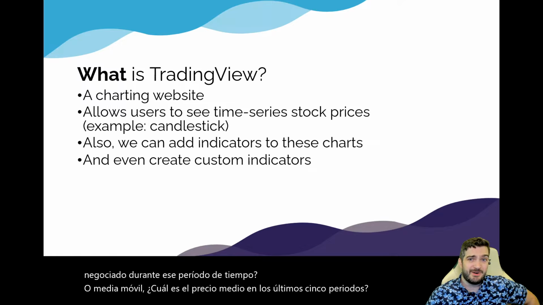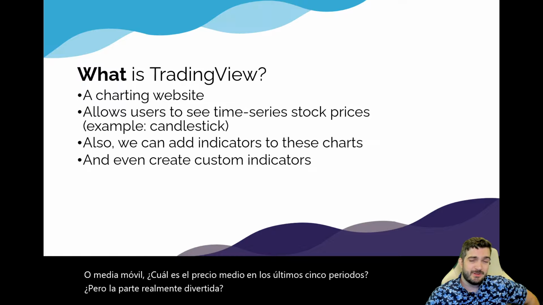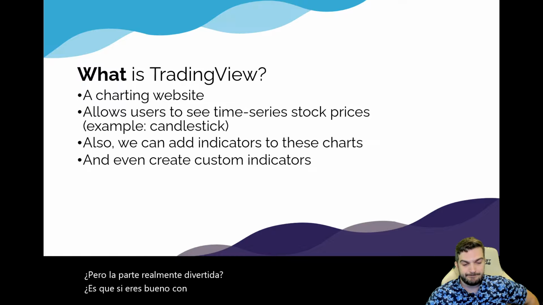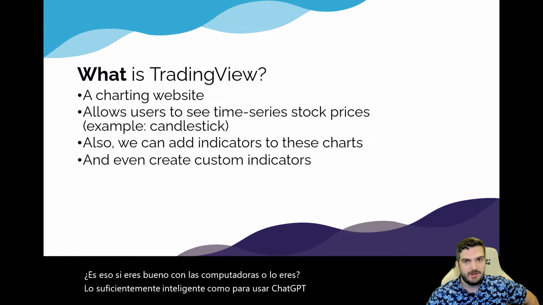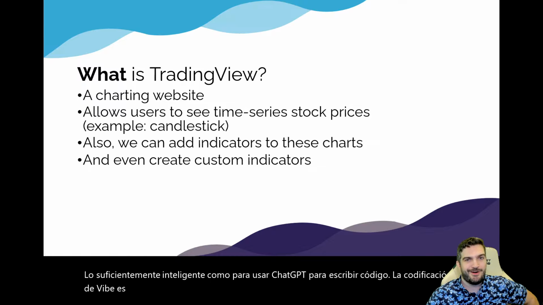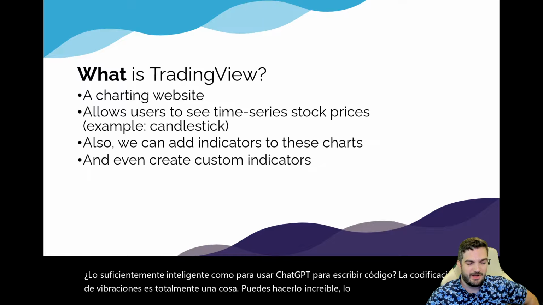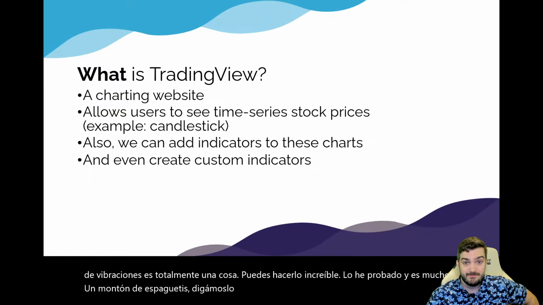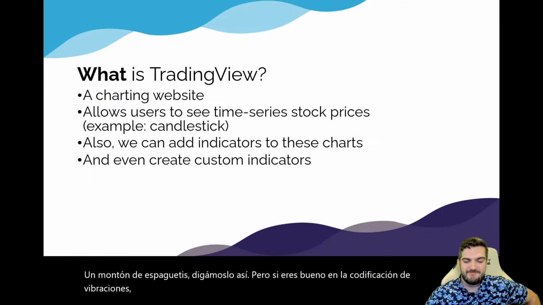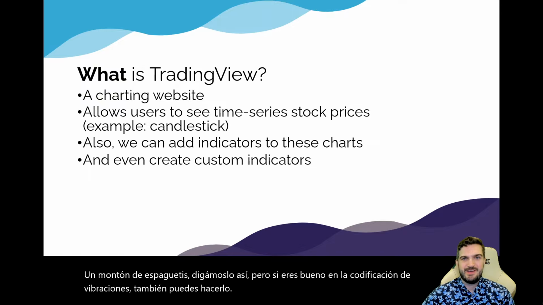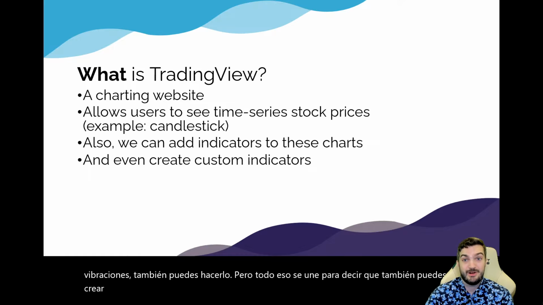But the really fun part is that if you're good with computers or you're smart enough to use ChatGPT to write code, vibe coding is totally a thing. You can do it. Awesome. I've tried it, and it's a lot of spaghetti. Let's just put it like that. But if you're good at vibe coding, you can do that as well. But all of that comes together to say you can also create and code custom indicators, custom strategies within TradingView.